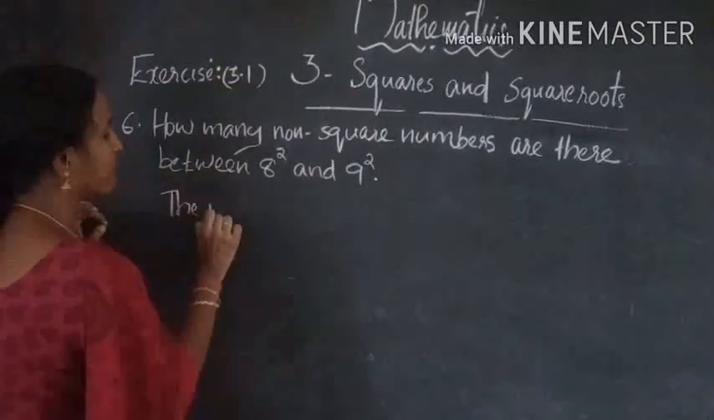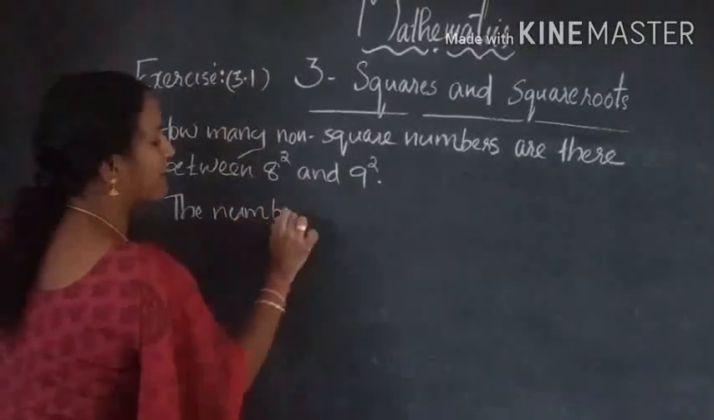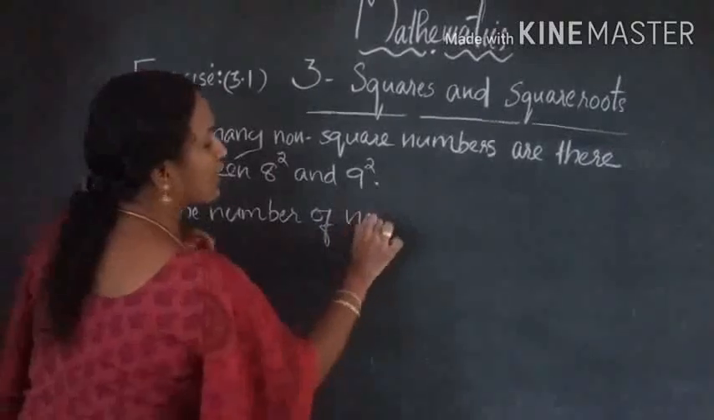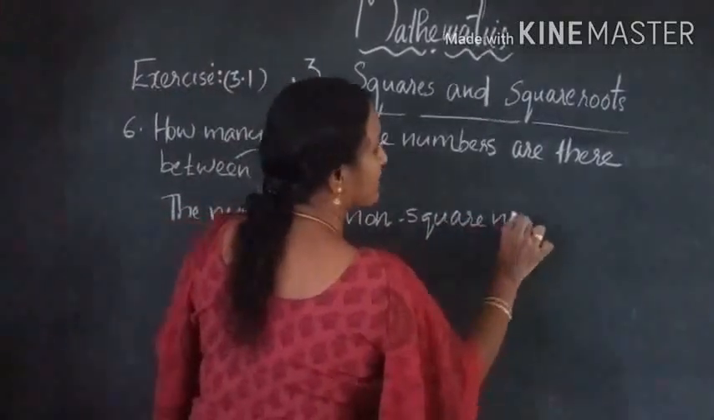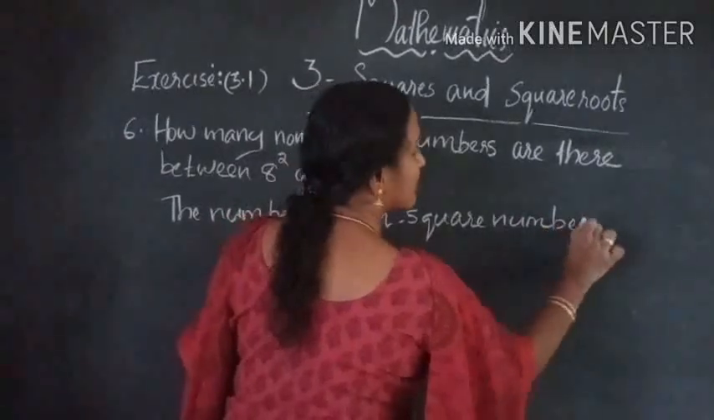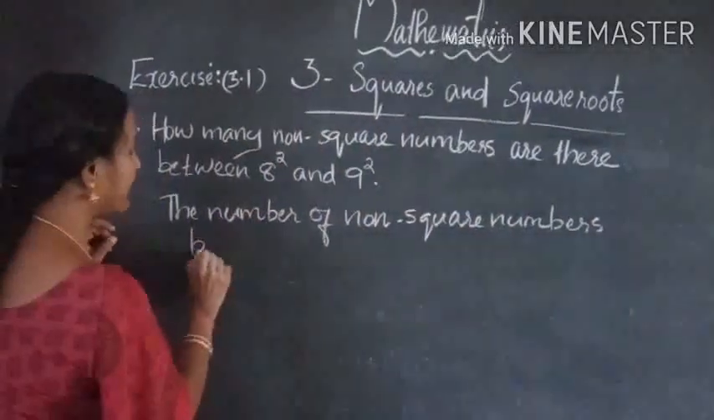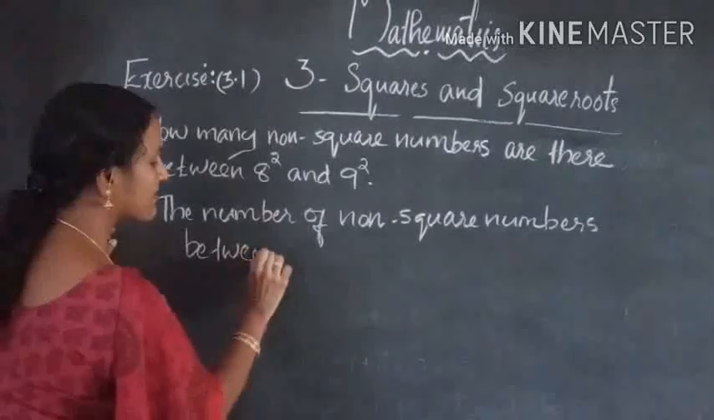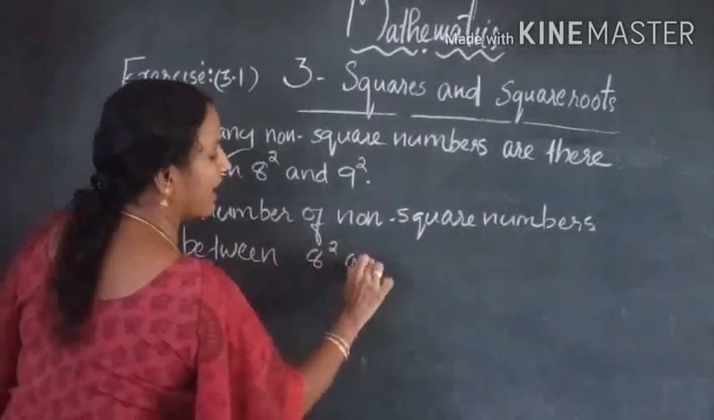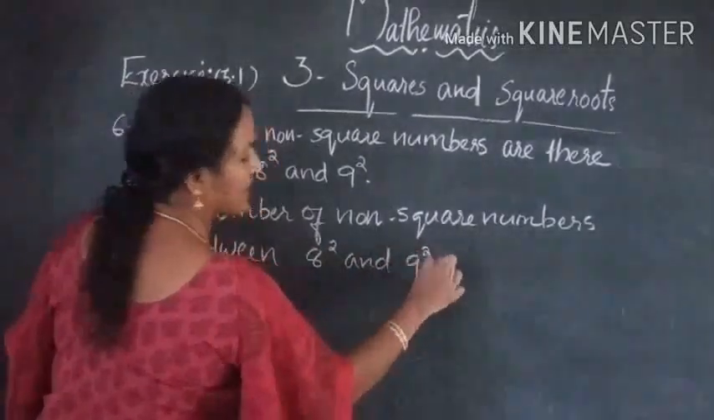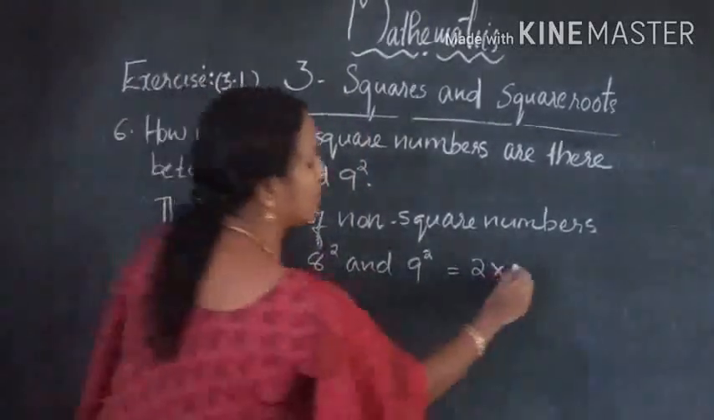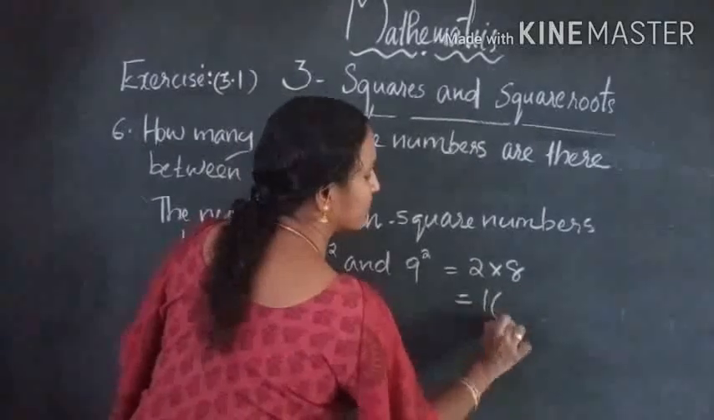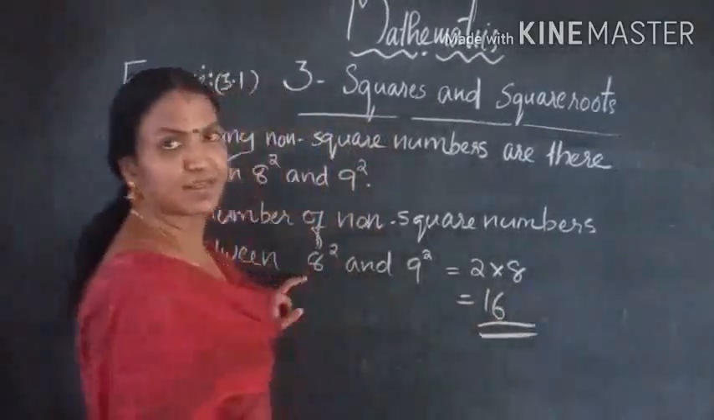The number of non-square numbers between 8 square and 9 square is equal to 2 into the first number, 2 into 8, is equal to 16.